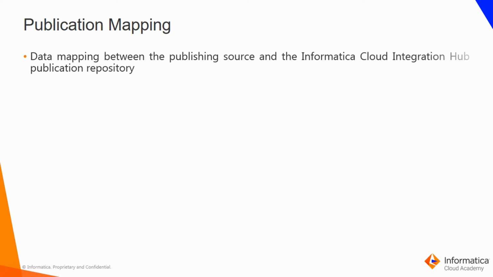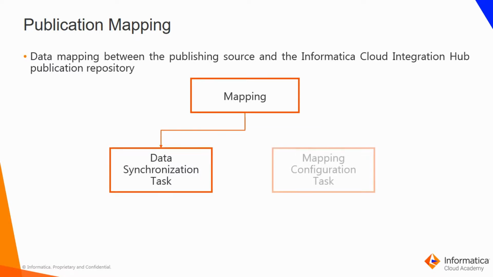In publications, mapping is the data mapping between the publication source and the Informatica Cloud Integration Hub publication repository. This mapping could be a DSS task or a mapping configuration task created in the Informatica Cloud org. This Informatica Cloud task reads data from the source and publishes to the topic tables. Task targets must include at least one of the topic tables and must not include any target table that is not defined in the topic.